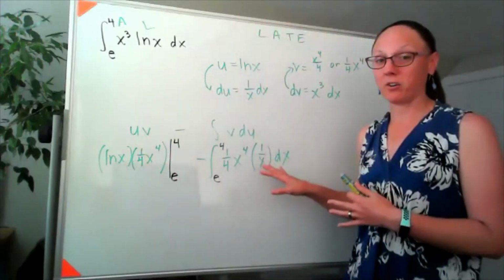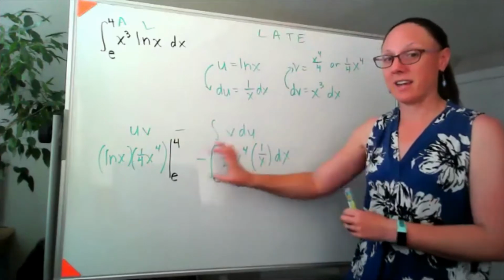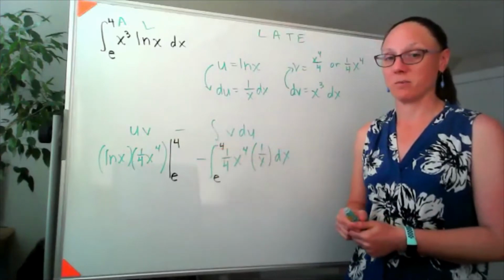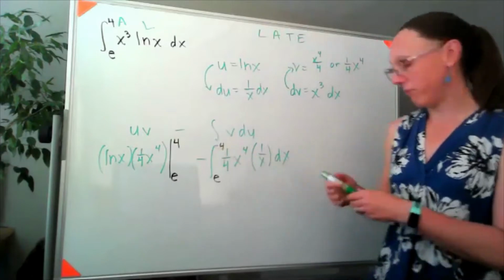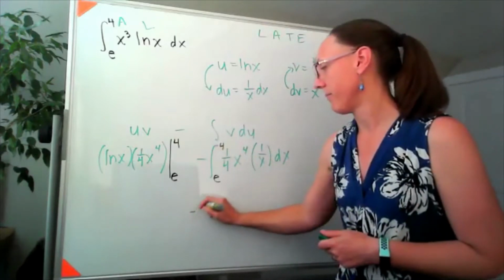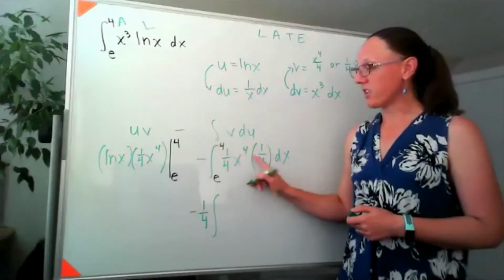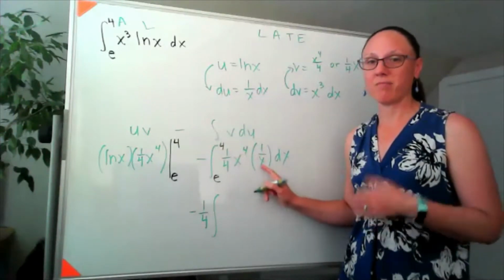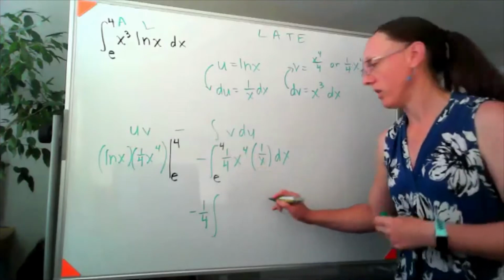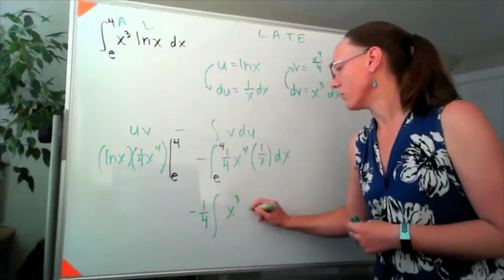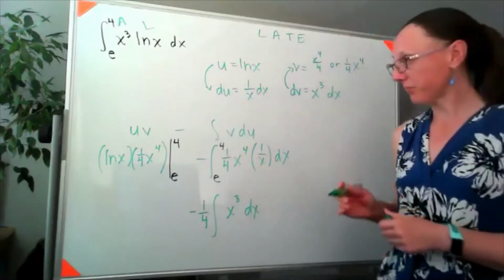Anytime I'm doing integration by parts, I pause at this step so that I can simplify this as much as possible. Well, that 1/4 I can bring out in front. And then x to the 4th times 1 over x, I can cancel one of those x's out to be left with x cubed dx.